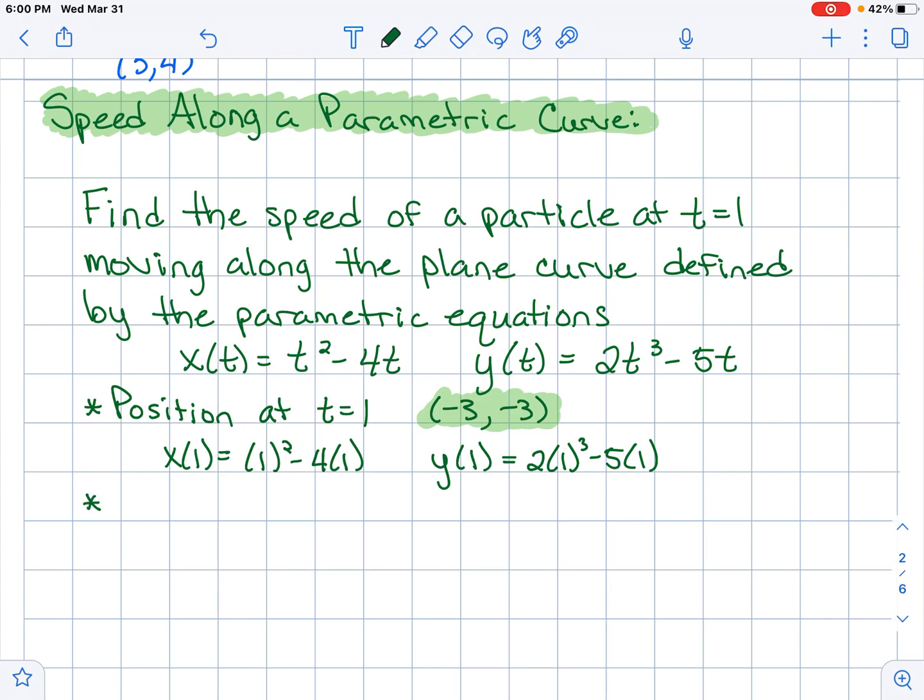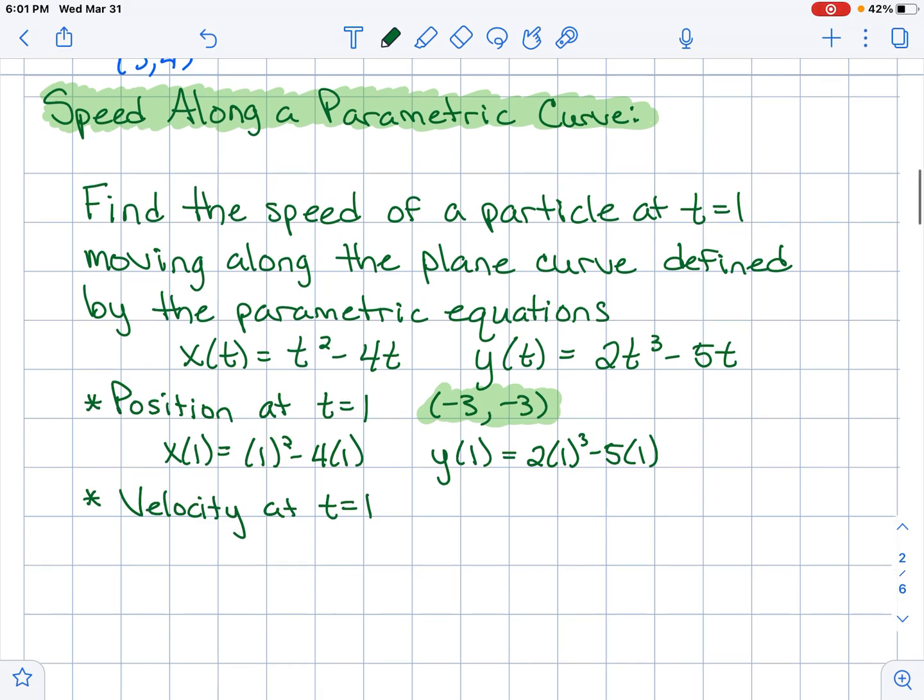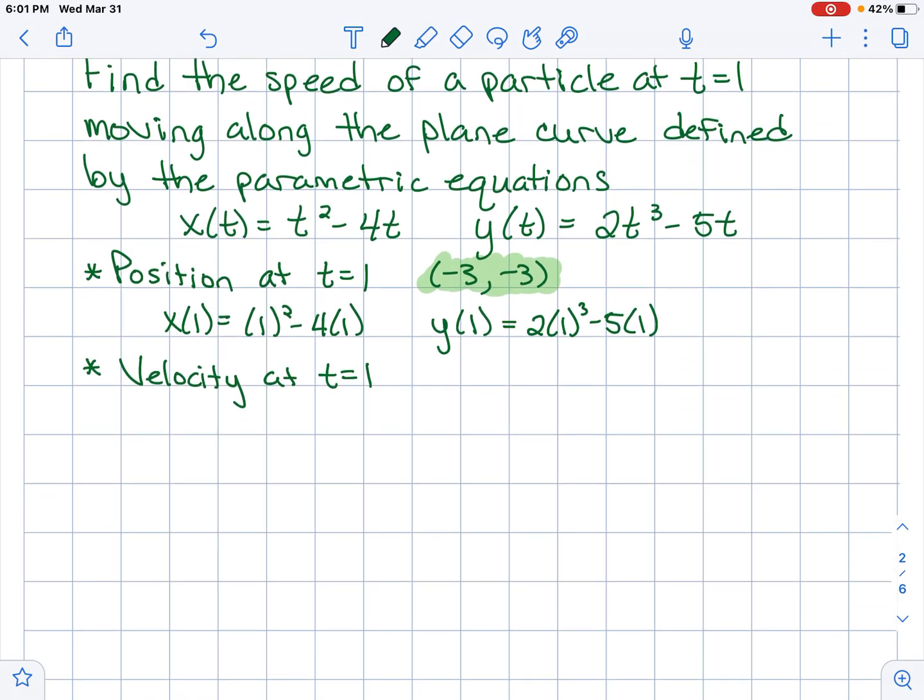Okay, let's find the velocity. Velocity is a little different in this case because we're looking at direction, we're looking at speed with magnitude in two different directions, horizontally and vertically. So the way we write a velocity for a parametric function is a little bit different than the way we would write velocity for any other function. So let's first find the velocity.